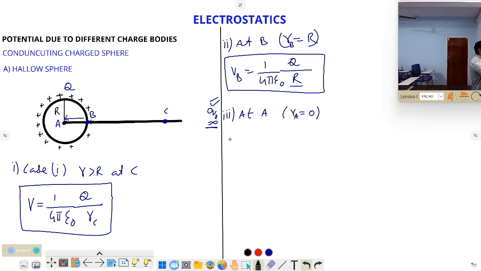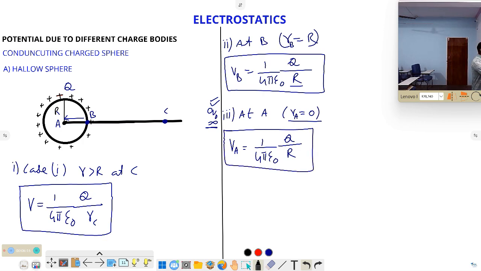So that means I can write potential at point A is equal to, if RA is equal to 0, you should not take it as 0. So in this case it is 1 by 4 pi epsilon naught, charge q by distance, which is equal to the radius of the sphere. What is the meaning of this? The work done to bring the charge from infinity to point B, the same value of work you have to do to bring the charge from infinity to point A.